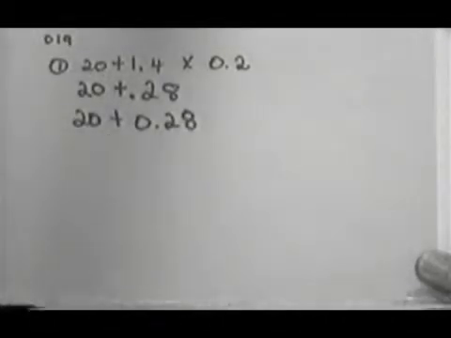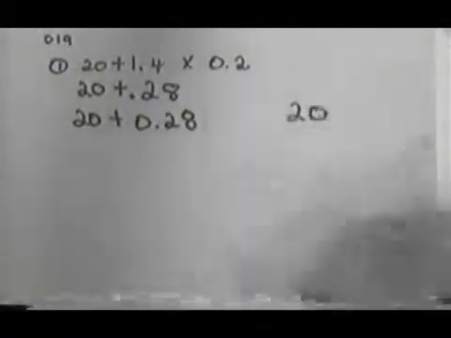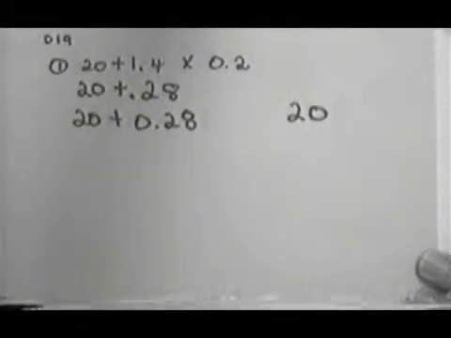So we want to add. And the way you add decimals, you line up your decimals so that you can add whole numbers to whole numbers, tenths to tenths, hundredths to hundredths, and so on. So let's come over here to the side. We want to take 20 and add it to 0.28.